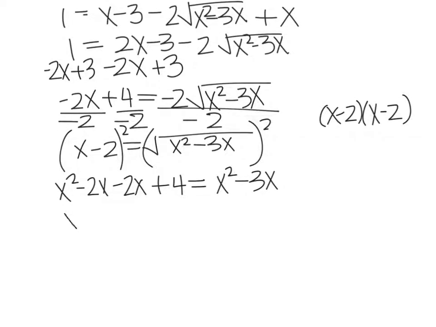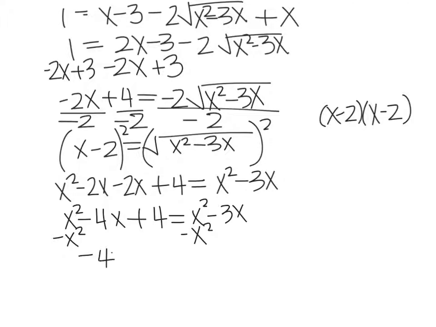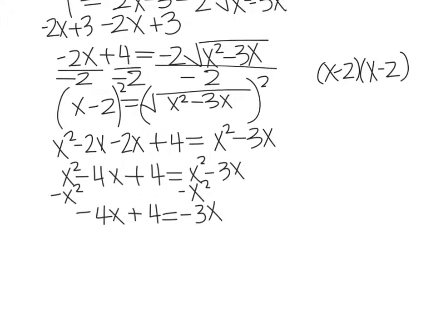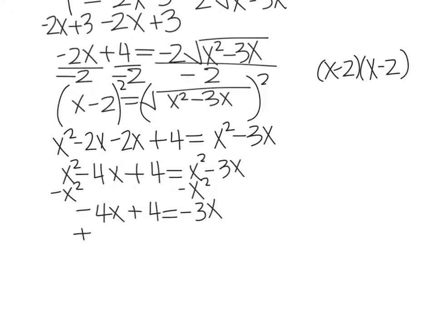Combining like terms, we get x squared minus 4x plus 4 equals x squared minus 3x. If we subtract x squared from both sides, we get negative 4x plus 4 equals negative 3x. Then to finish solving for x, we're going to add 4x to both sides, and we get that x equals 4.